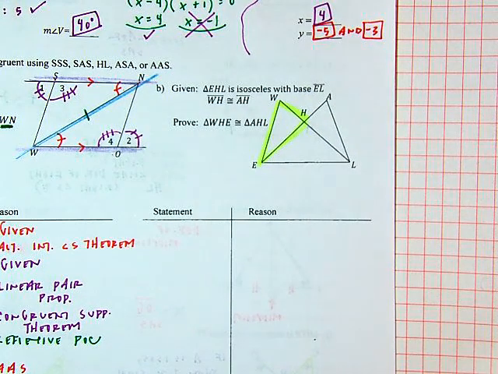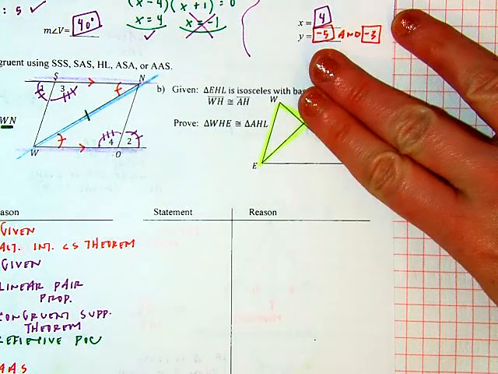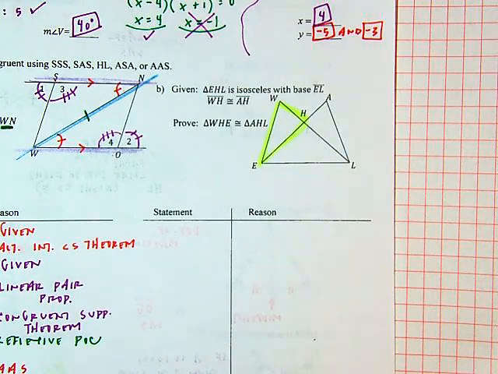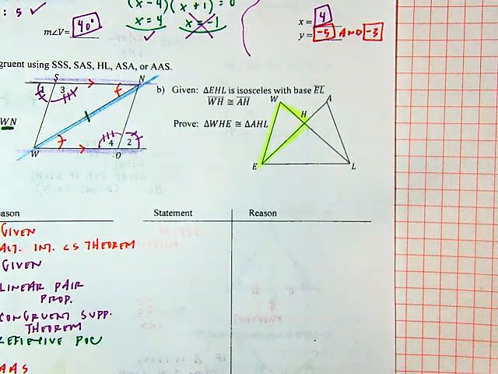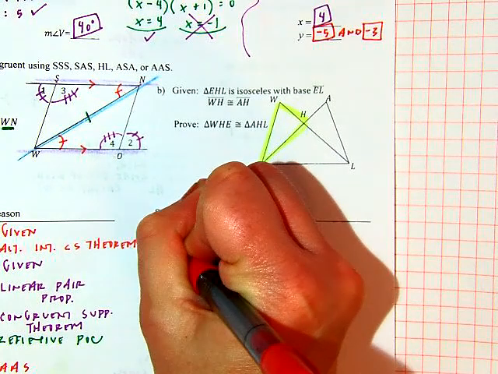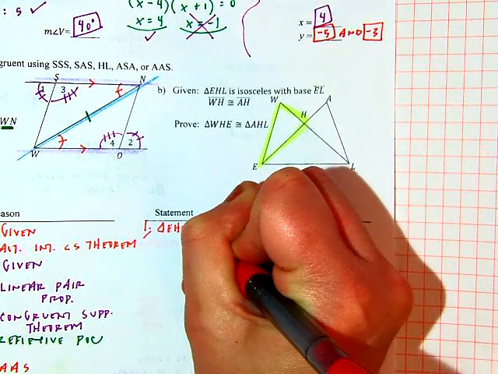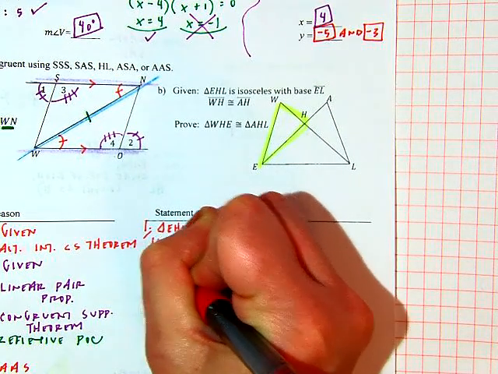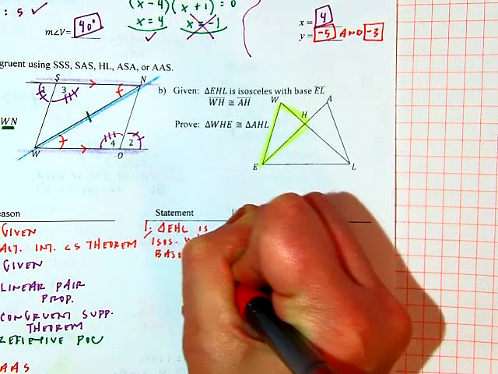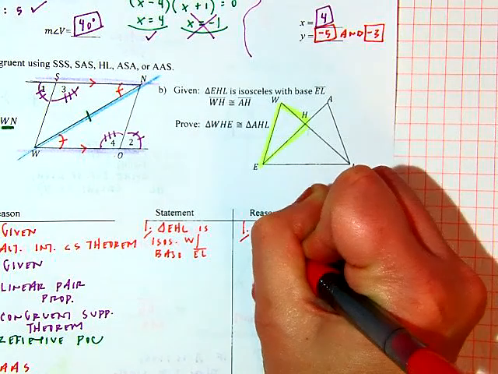So I don't need to redraw my picture. When I'm looking at these big triangles, and they have those overlapping parts, that's when I like to split it apart. You can always split something apart. That's not going to hurt you. I just don't need that here because I think it's easy to see. All right, so first I'm told that this triangle here is isosceles. So triangle EHL is isosceles with base EL. Given.